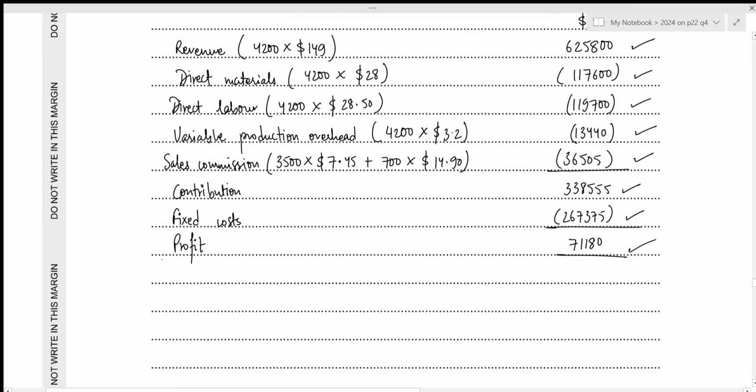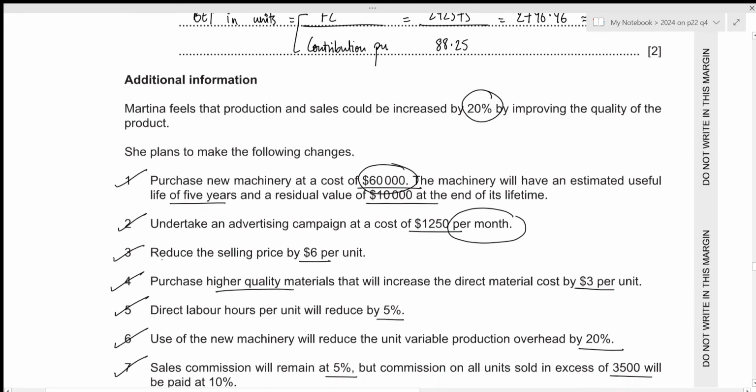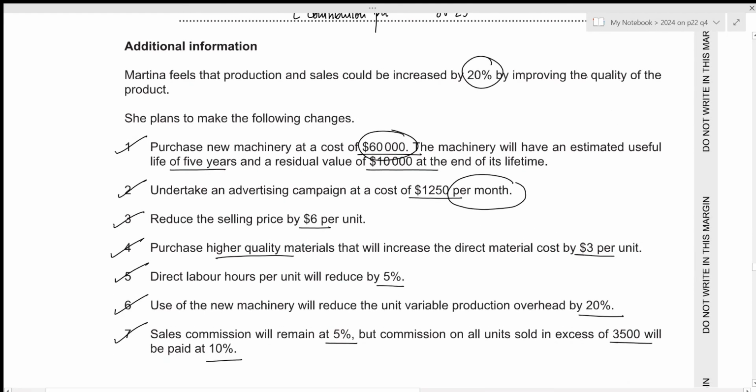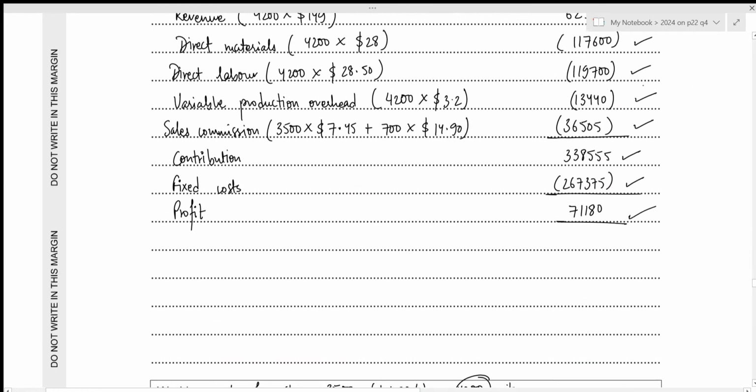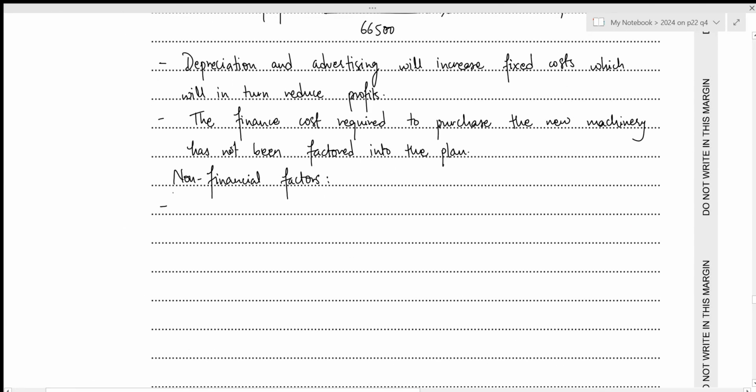Okay, in this case, I guess we are improving the product as well. We are improving the quality of the product. So the very first non-financial factor is whether or not the customer will remain loyal to the new product change. We can question it. So will the customers remain loyal to the new product design?